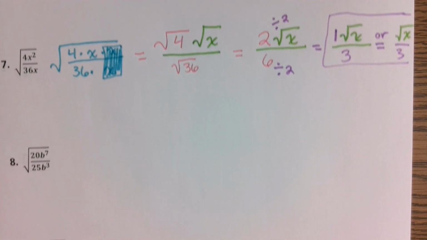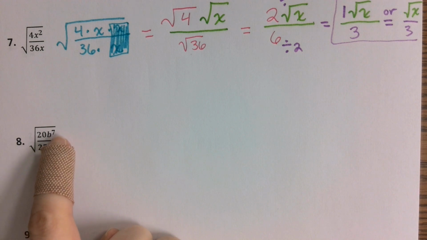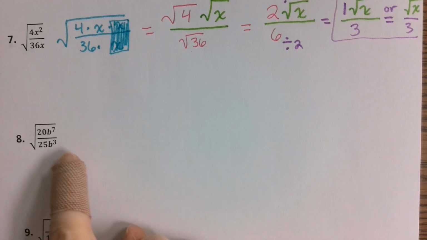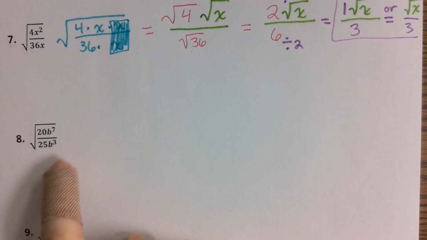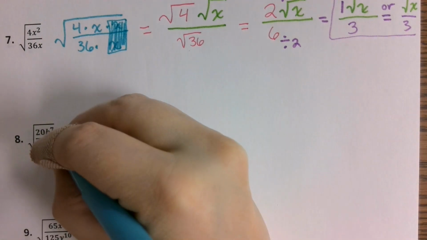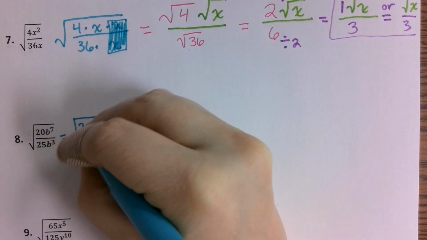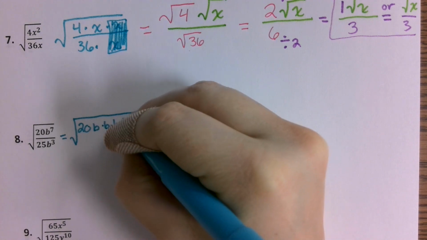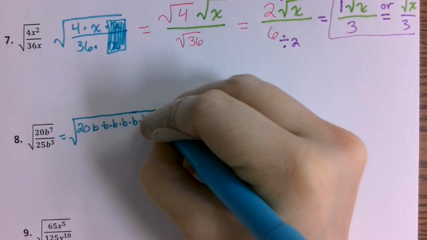Okay, let's take a look at problem number 8. We have square root of 20b to the 7th over 25b to the 3rd. Again, I have an odd exponent on the bottom. I don't like having those odd exponents, so if I were to break this down, it would become the square root of 20, and then we have b times b times b times b times b times b times b. All of those written out.